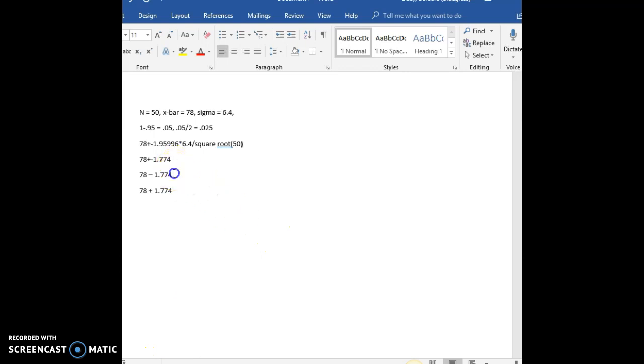So if I do 78 minus 1.774, I get 76.226. And if I do 78 plus 1.774, I get 79.774. And then we want to round off to 2 decimal places, and typically we'll write these in an interval, so 76.23 and 79.77. And that's what I'm going to put into my OpenMath.